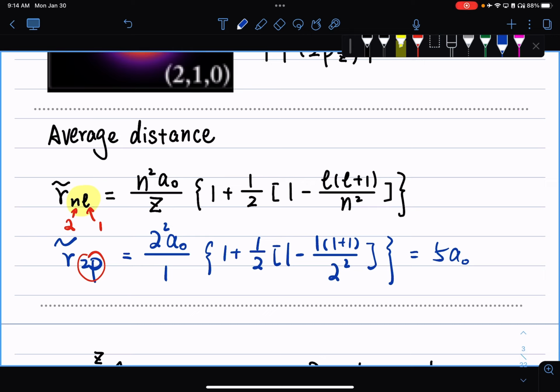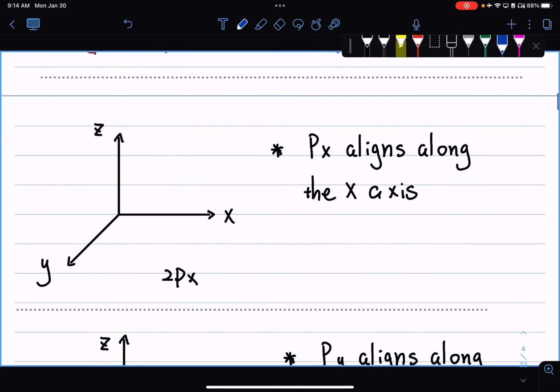All right, so that's a 2pz that aligns along the z-axis. We have 2 more p atomic orbitals you should expect, right? Remember we were talking about, we have 3 possibilities here, and pz aligns along the z-axis. So naturally, we also have px and py that align along the x and y-axis.